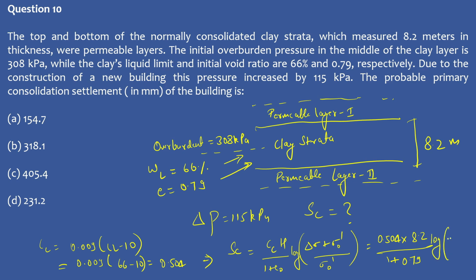So how much is the increment in the pressure? It's 115, plus sigma naught dash is 308. Is it given to us, the overburden? Yes, both are given. I was looking whether we have to calculate or it's already there. No, both are given. So this is the calculation.